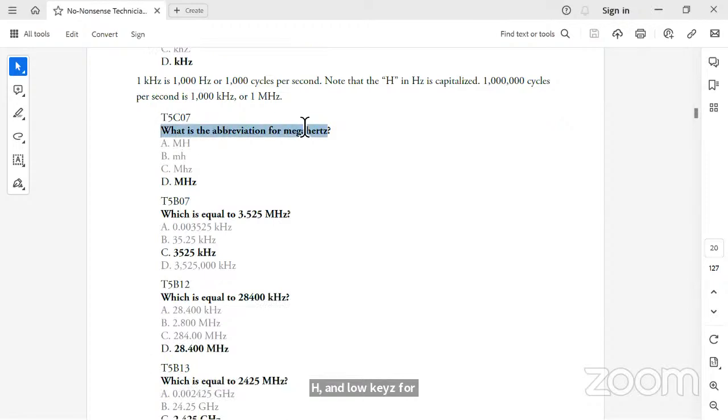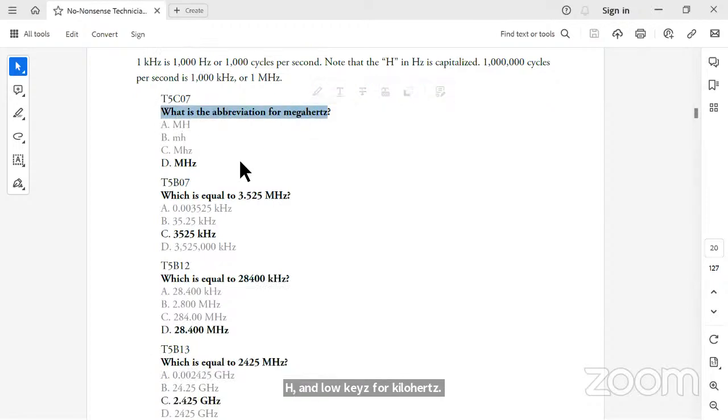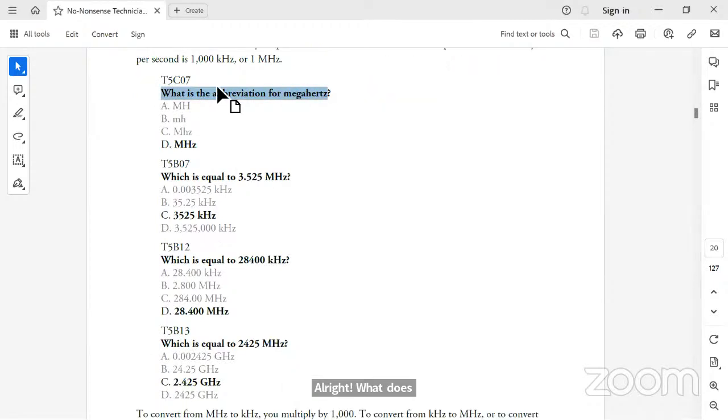All right. What is the abbreviation for megahertz? Again, we know it's capital M for mega, and capital H, lowercase z, so MHz. So notice all of these are wrong. It's not capital M and lowercase h and z. It's MHz, capital M, capital H, lowercase z.